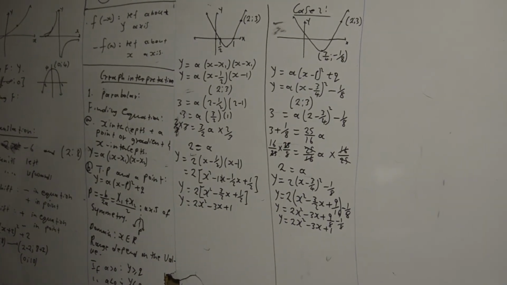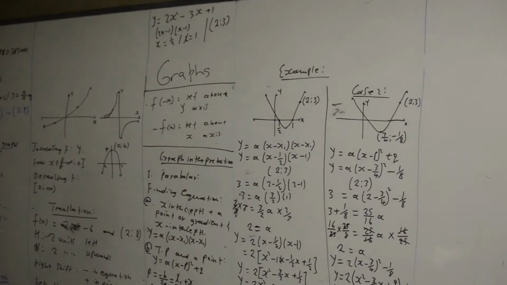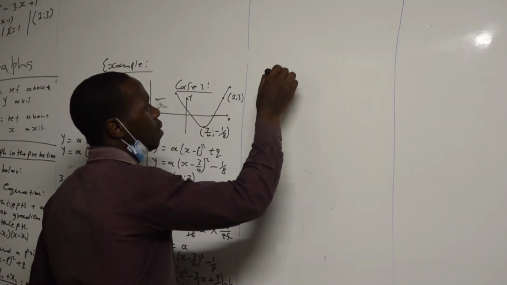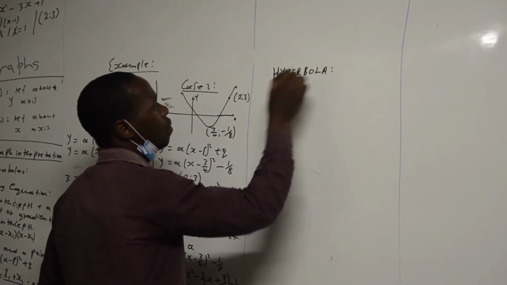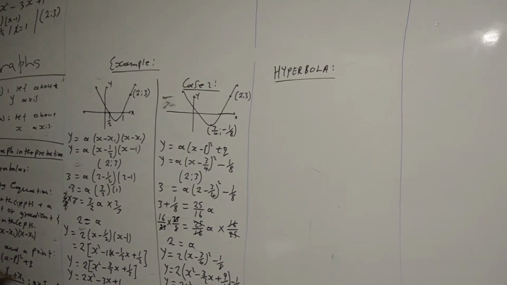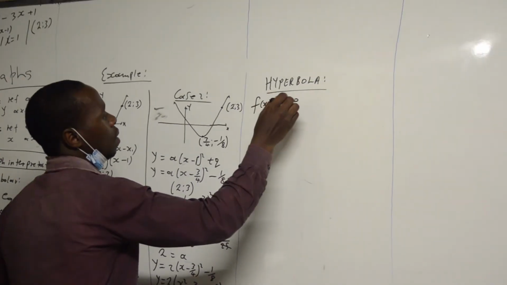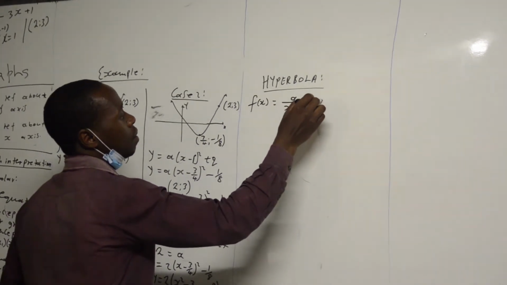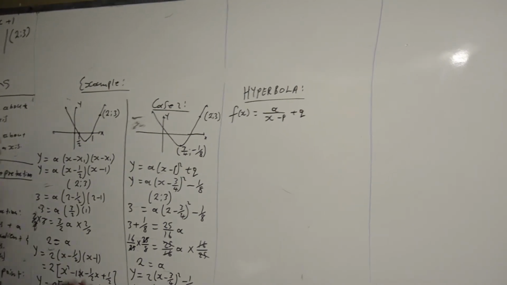Now let's quickly run to the hyperbola and see how we analyze a hyperbolic graph. The hyperbola equation is f of x equals a over x minus p plus q.